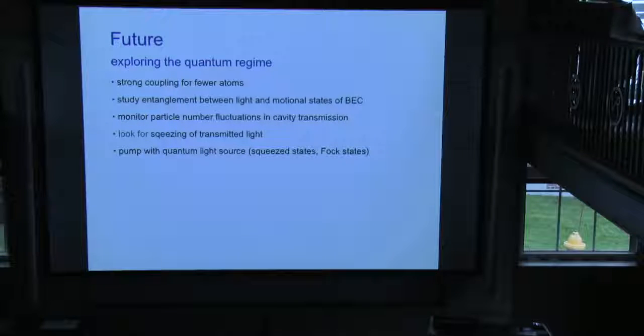One dream would be to bring the cavity to a regime where you can really monitor particle number fluctuations in the cavity transmission. This is something that Igor has mentioned. There's an old suggestion by Hemmerich and Igor in that direction: look for squeezing, maybe in the transmitted light.